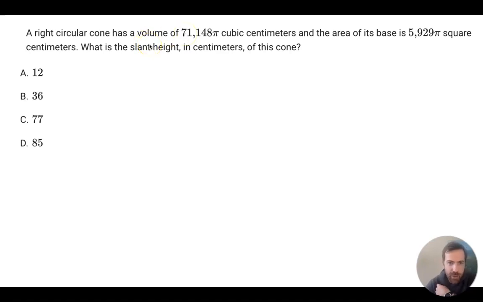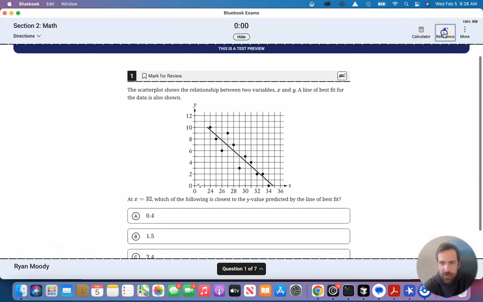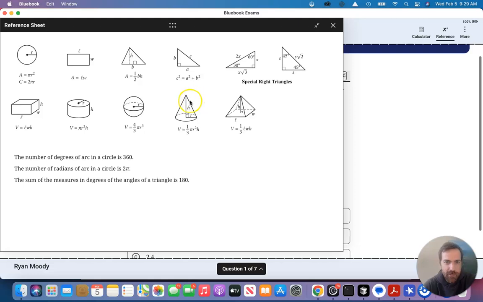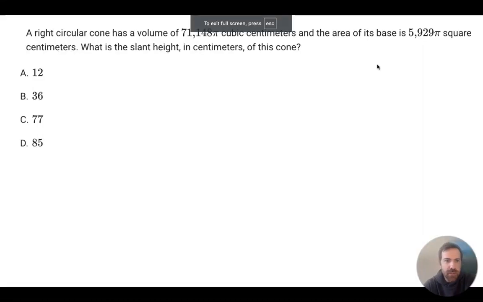So hopefully you remember that in the sheet provided to you by the app, there's a little math cheat sheet with some helpful formulas on there. Let's go over to the Bluebook app so you can see. If we click the reference button here, we'll see we have a cone, the formula for the volume of the cone, and the circle equation will also help, right? The area of the circle. Okay, so going back into slideshow mode.